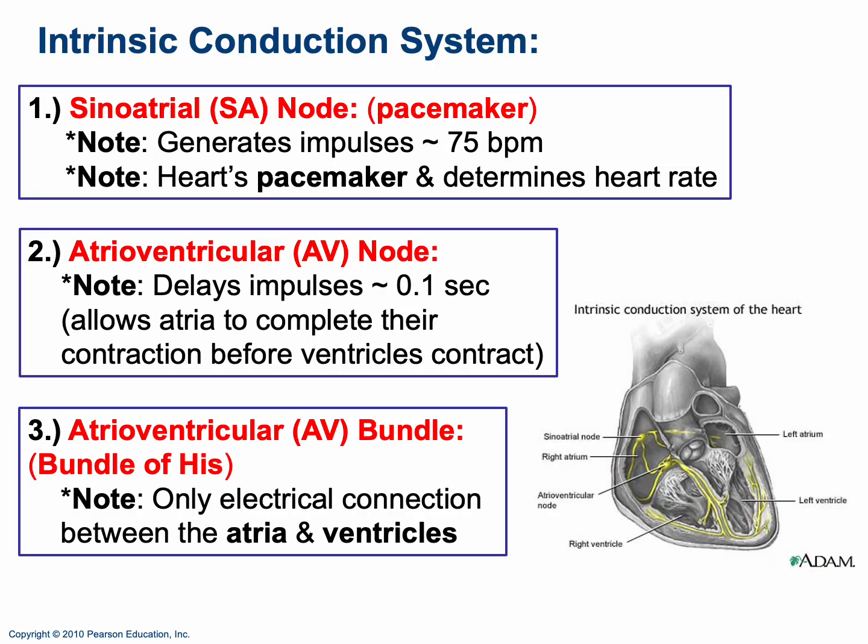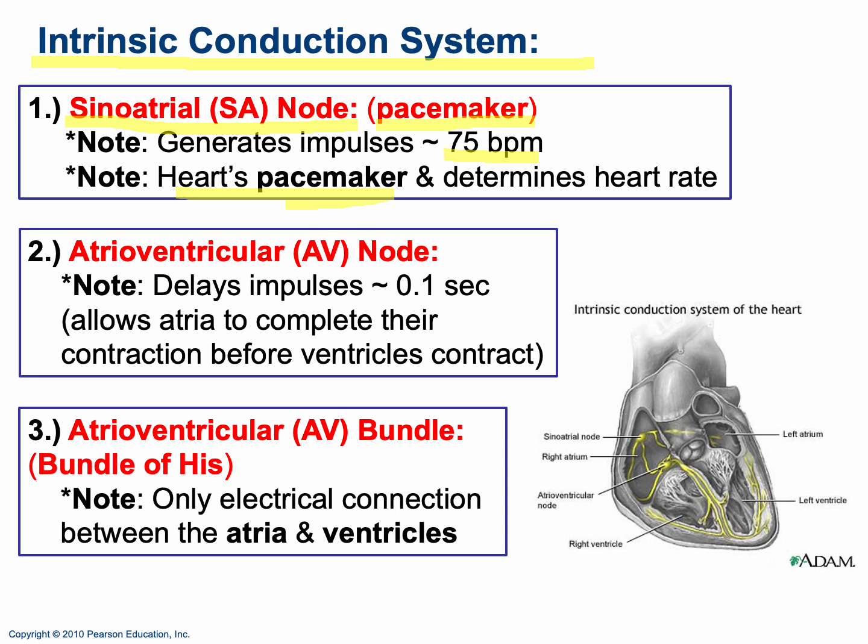We continue now by looking at the various steps of the intrinsic conduction system. So we'll go ahead and we'll take a look at that here next. So the intrinsic conduction system. It all starts with number 1, which is the sinoatrial node, or the SA node. This is considered to be the pacemaker. And this will generate, ultimately, your heart rate. On average, for most people, it's around 75 beats per minute. So this is the heart's pacemaker.